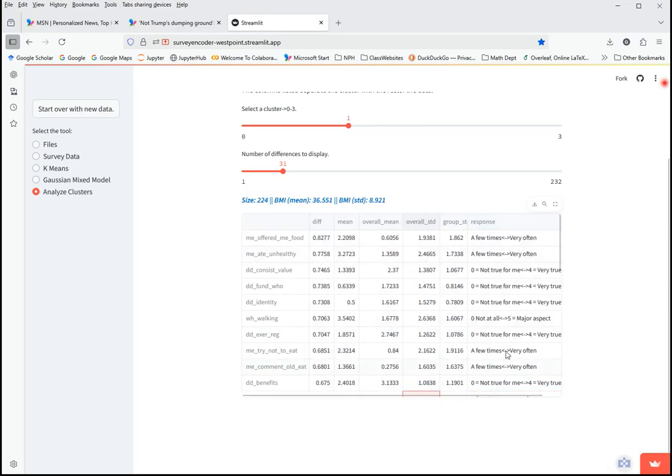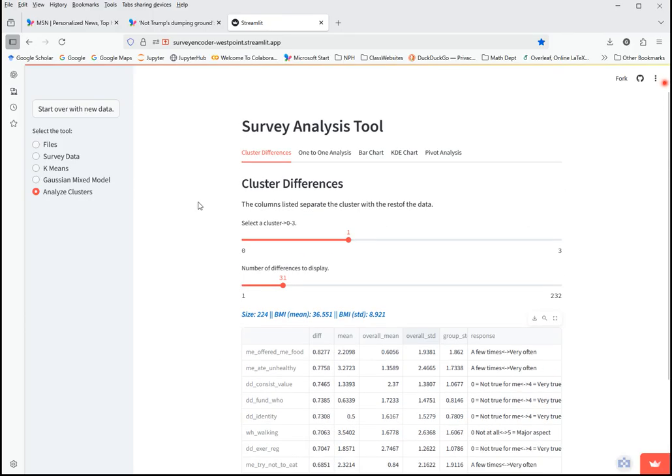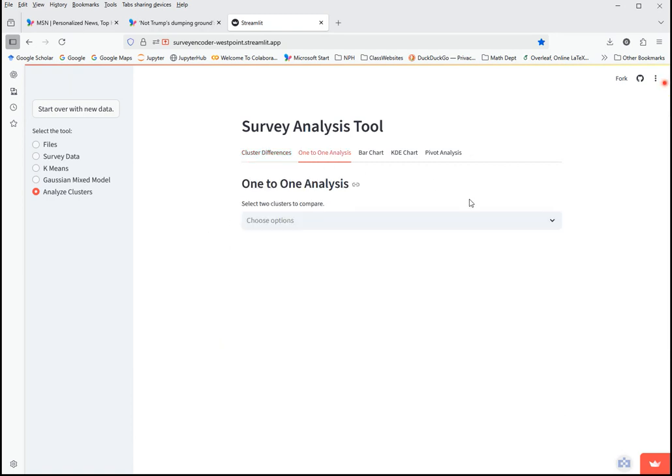Anyway, you can look at it and see how this particular cluster answered questions, the ones that made them different than everyone else in that particular way. So that's the cluster difference. It's a pretty decent way of seeing what's different about each cluster compared to the rest. And you can do a one-to-one analysis.